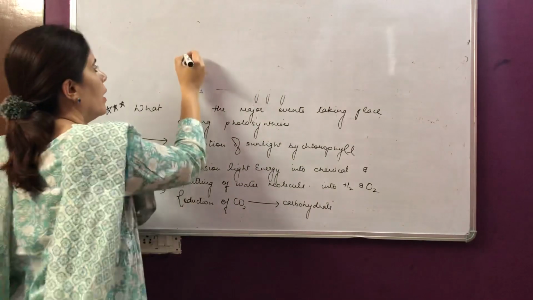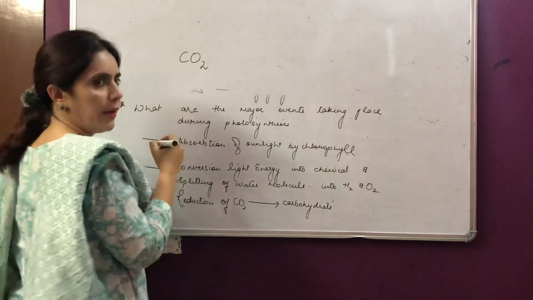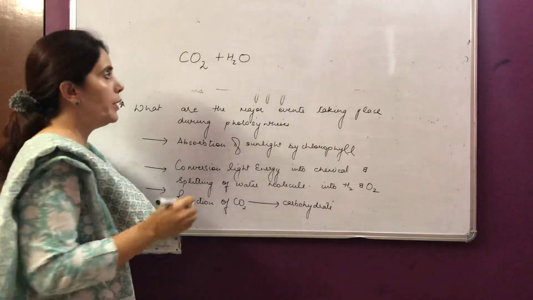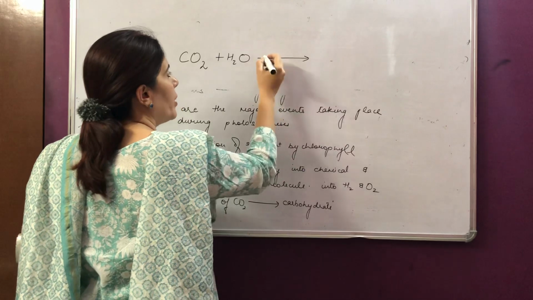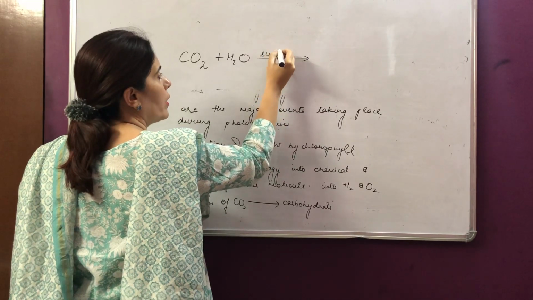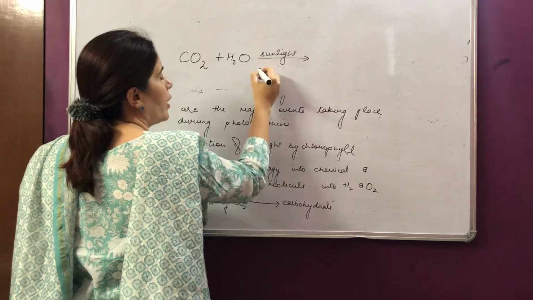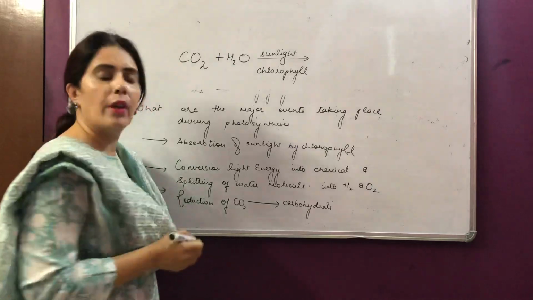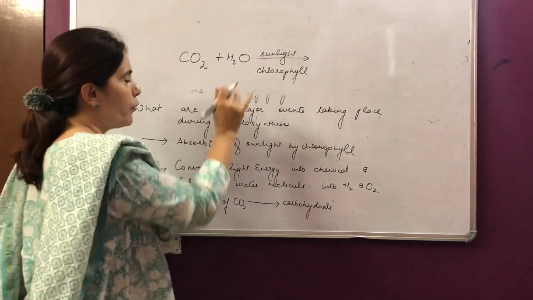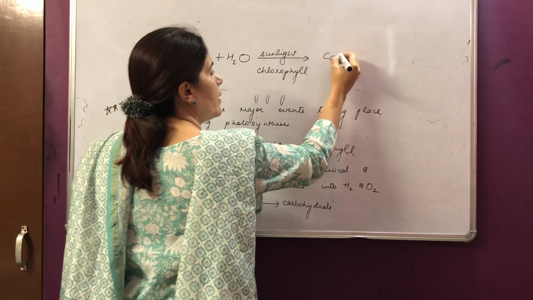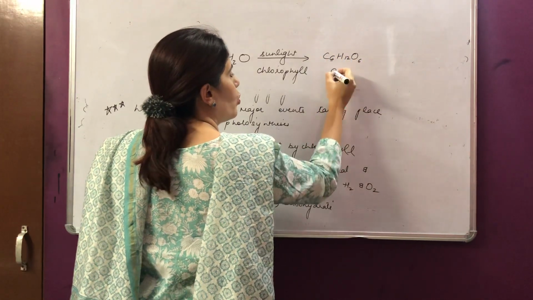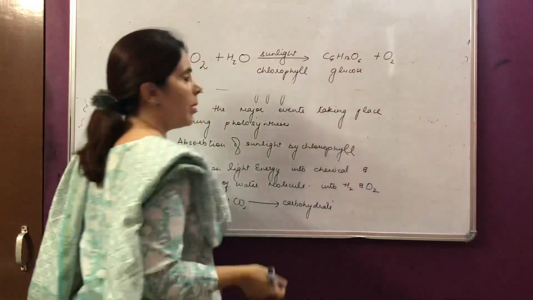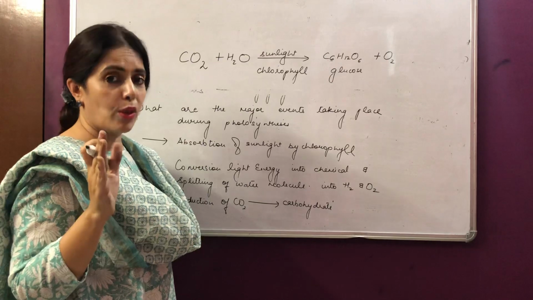So what is it? The raw materials which are required for photosynthesis are carbon dioxide and water. So it traps what? Sunlight. And who traps the sunlight? Chlorophyll. So these are the raw materials which are required for photosynthesis. Now in presence of all these materials, what happens? C6H12O6, that is glucose, is formed plus O2.